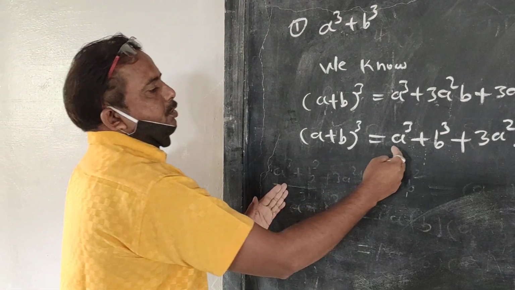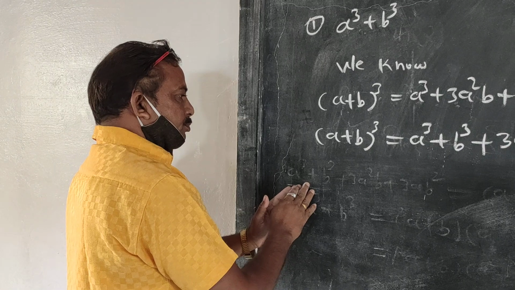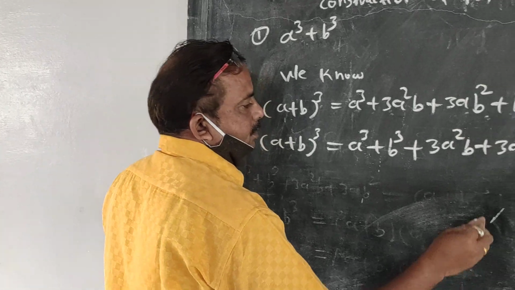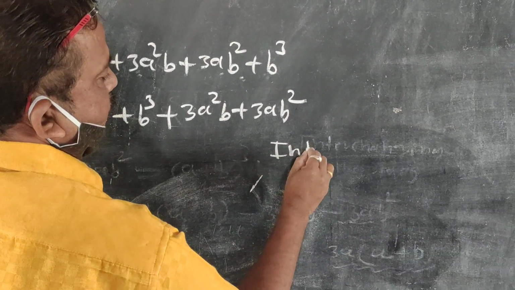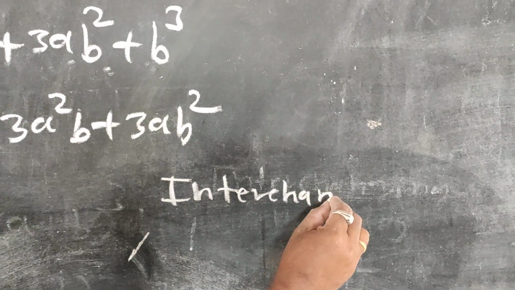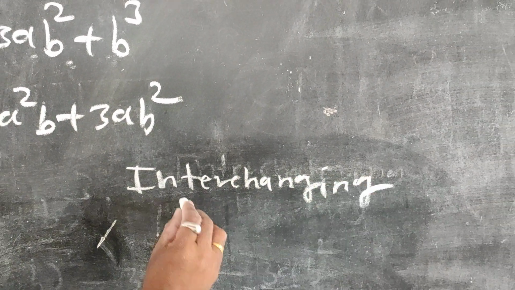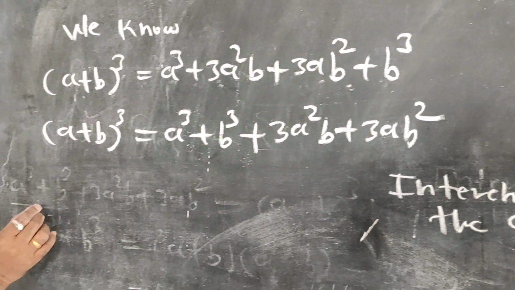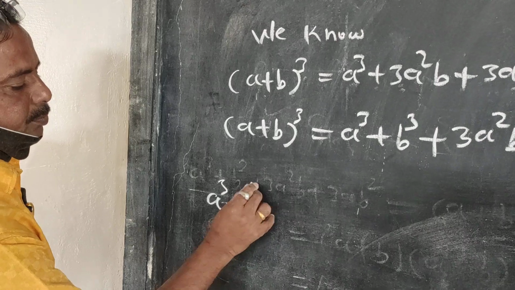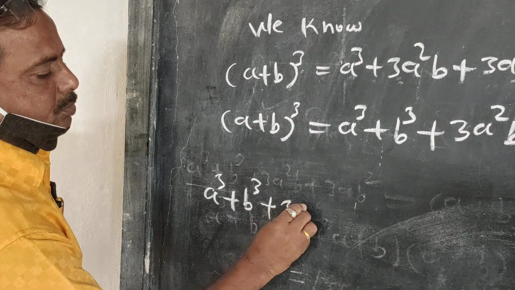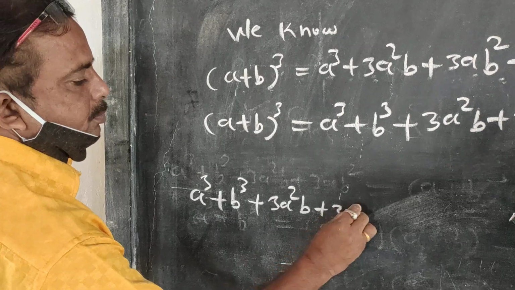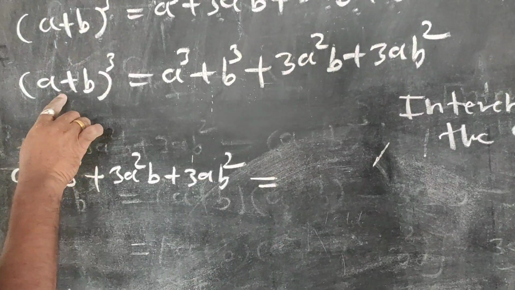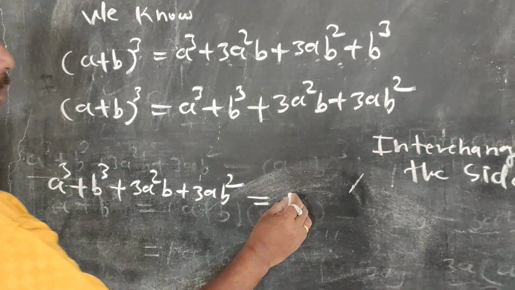So we will arrange all the terms on the left side and write a plus b whole cube on the right side, interchanging the sides. So we will write a cube plus b cube plus 3a square b plus 3ab square, all these terms on the left side, and a plus b whole cube on the right side.